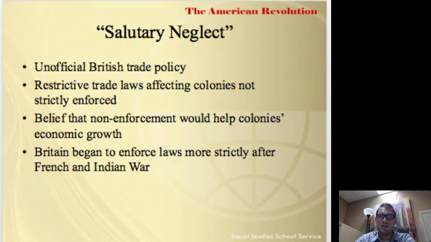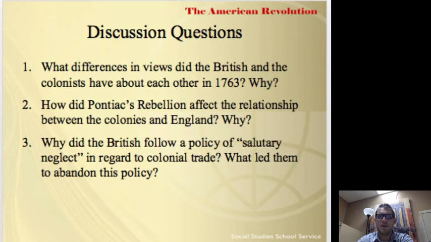The colonists, in turn, became angered, particularly since they had become accustomed to not having to follow these laws, but also because they were self-ruled. So they went from not following the laws to making their own decisions, and now being backed down out of those decisions. I want you to take a second, pause it, and read over these discussion questions and try to answer them as we continue on.